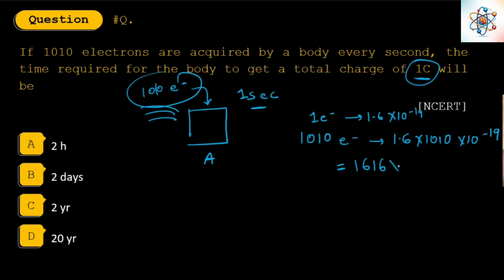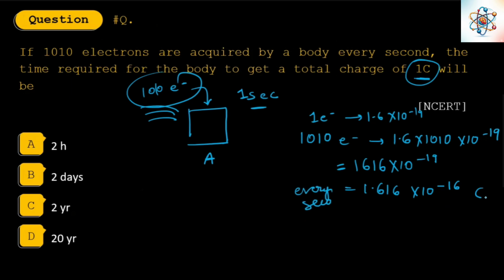1.6 times 10 to the power negative 19 times 10^10. We can solve it further and you'll get around 1.6 times 10 to the power minus 9. This is the charge which is being transferred every second.